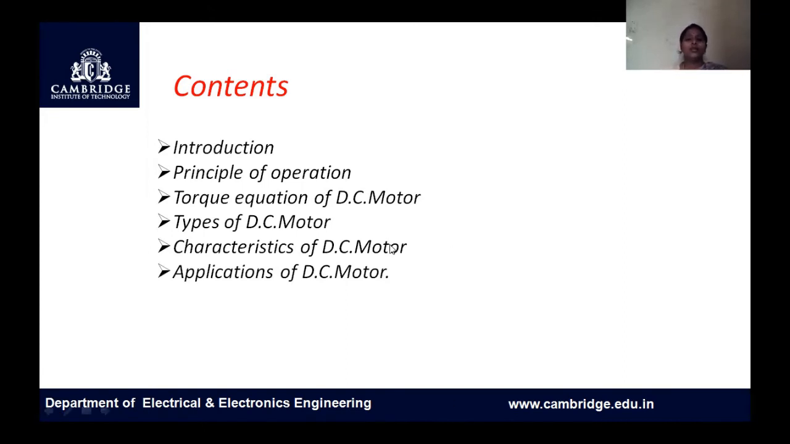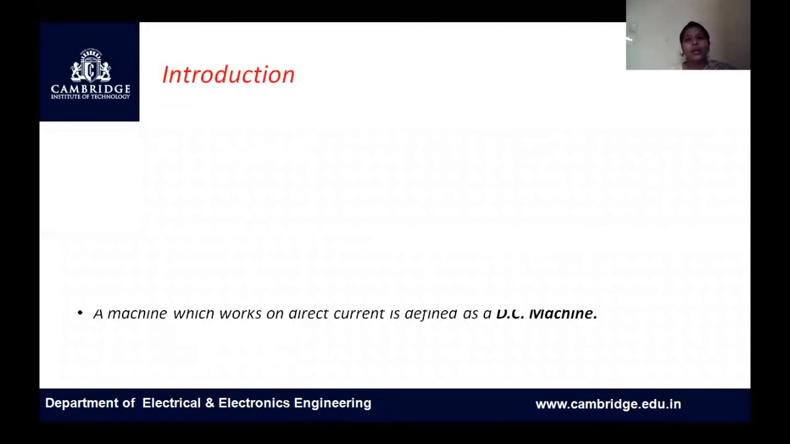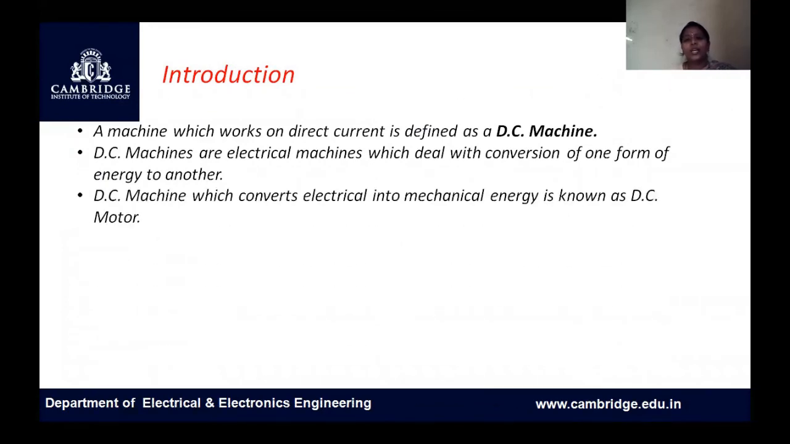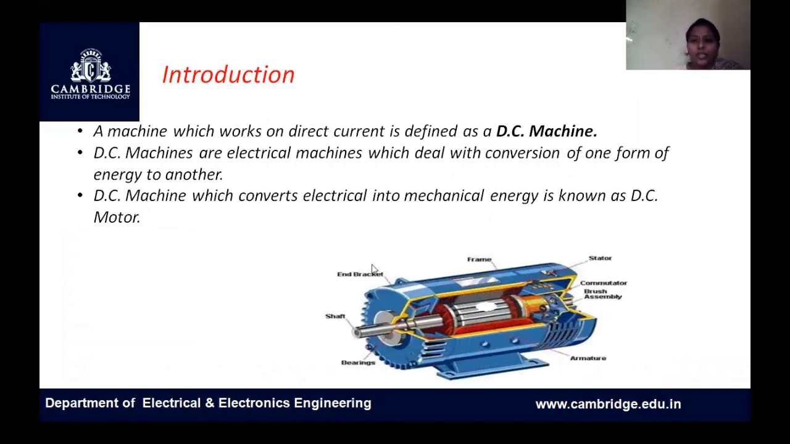So what is a DC motor? It is again one of the types of DC machine, wherein a DC machine converts one form of energy into another form, whereas a DC motor is a machine which converts electrical energy into mechanical energy. The output is in rotational form. This is how your DC motor looks. We will discuss DC motor in detail in the class.